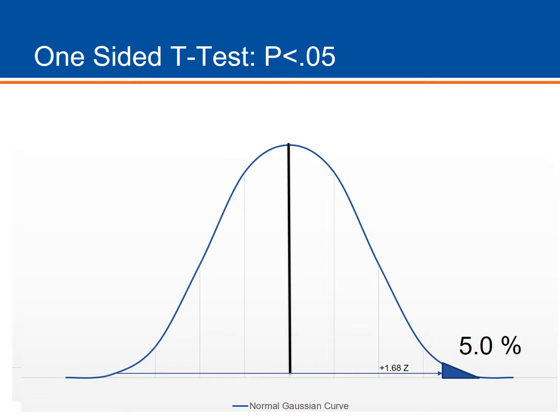But if it's a one-sided test, we use a different number. And that's because we're putting all of our eggs in that one basket on the right side of the curve. So we're using a plus 1.68 z-score or standard deviations above the curve to indicate that 5% of the population would be above that level and 95% of the population would be below that level.